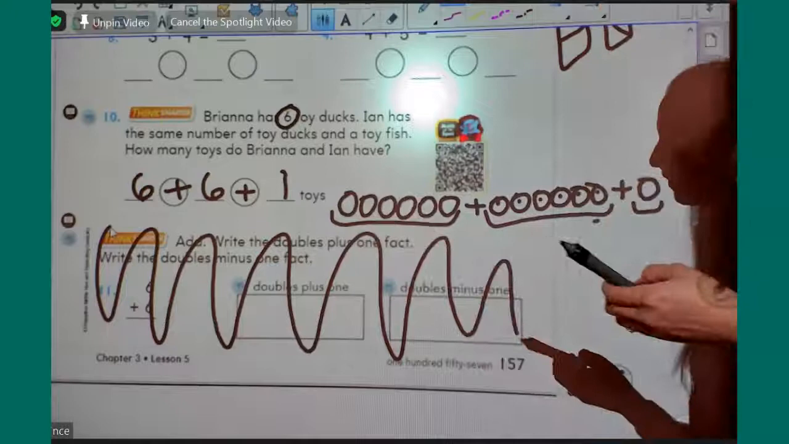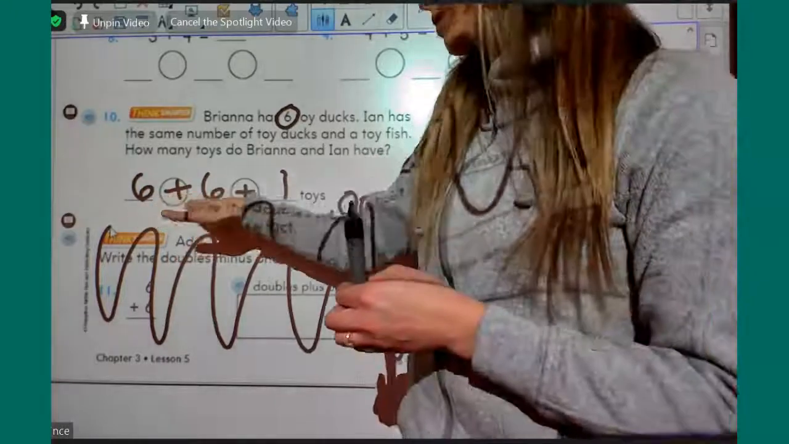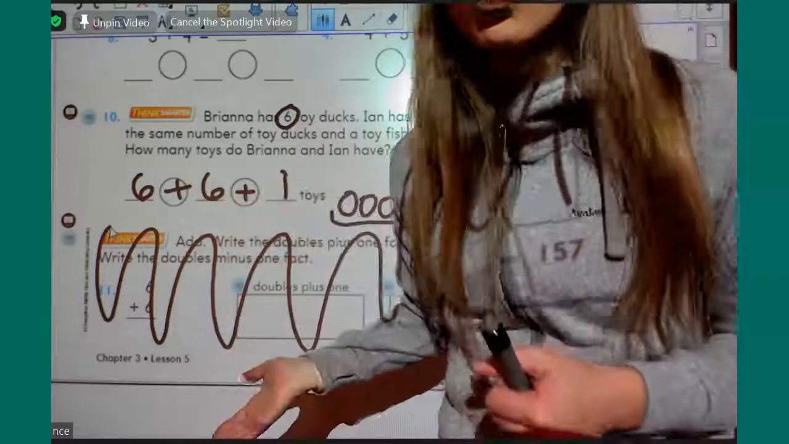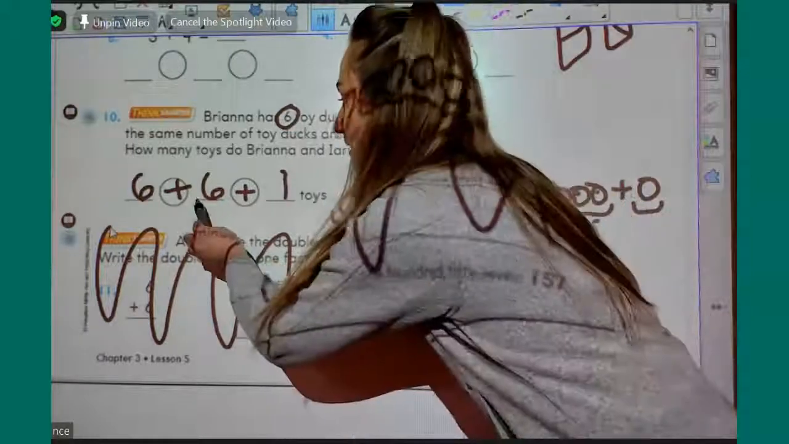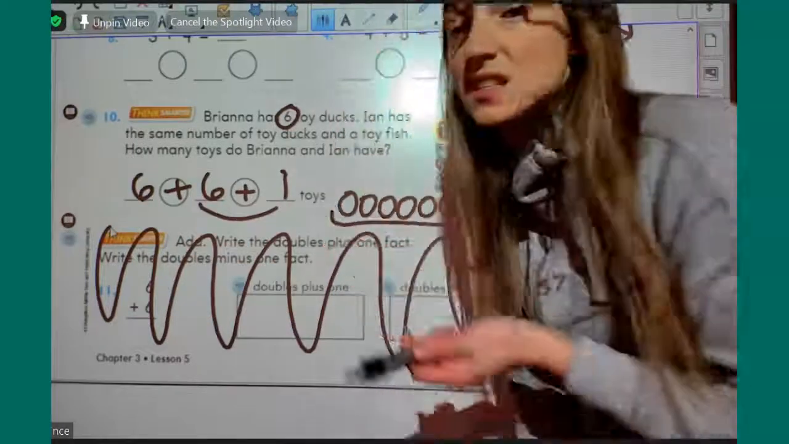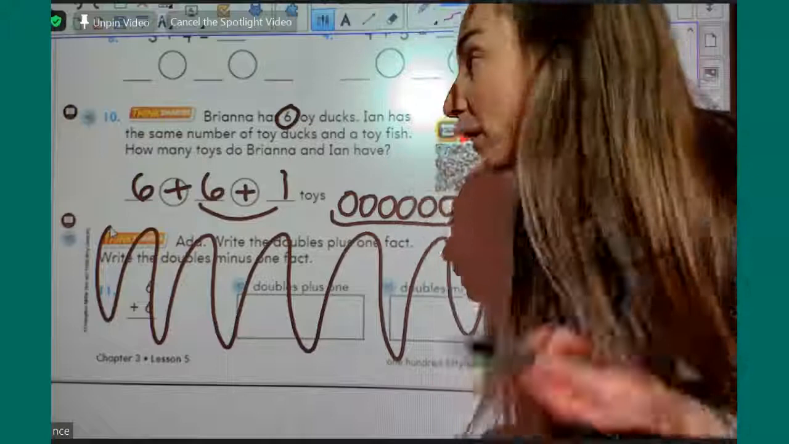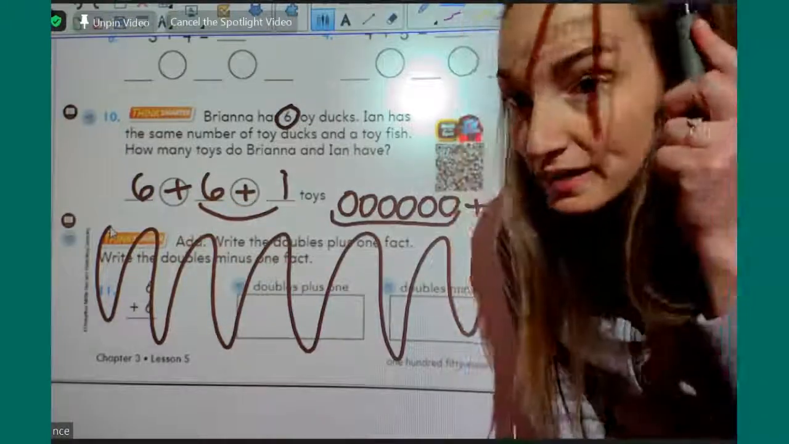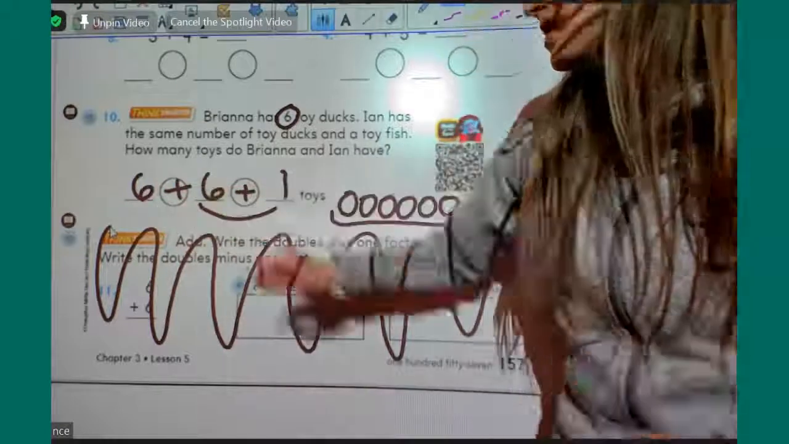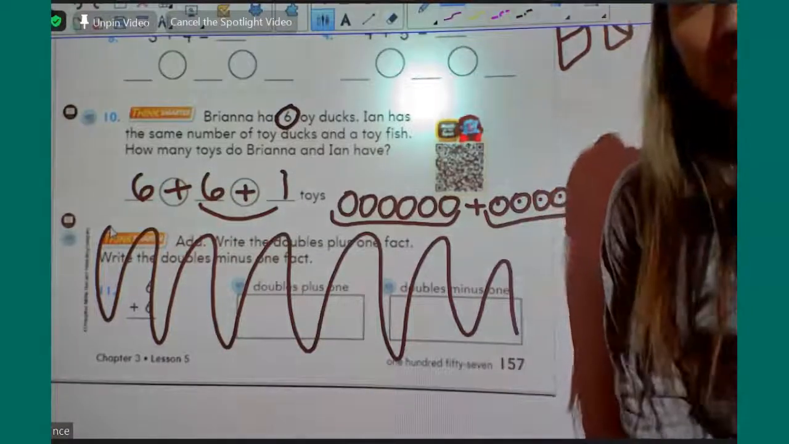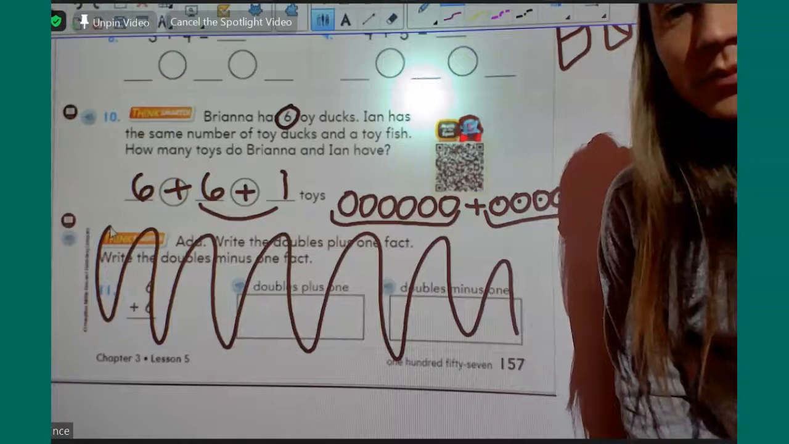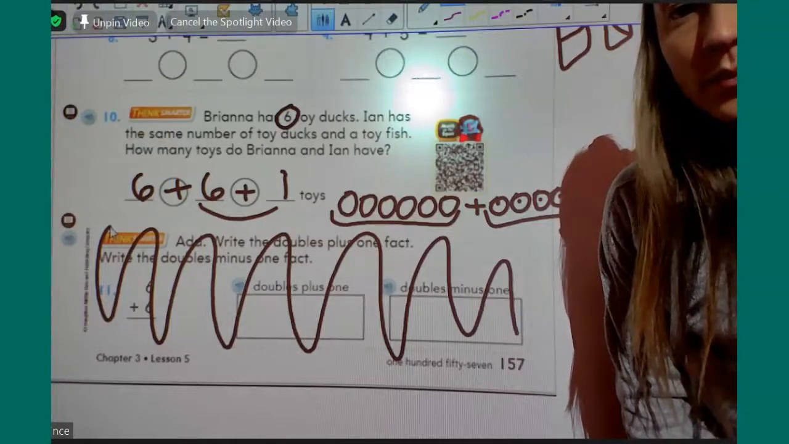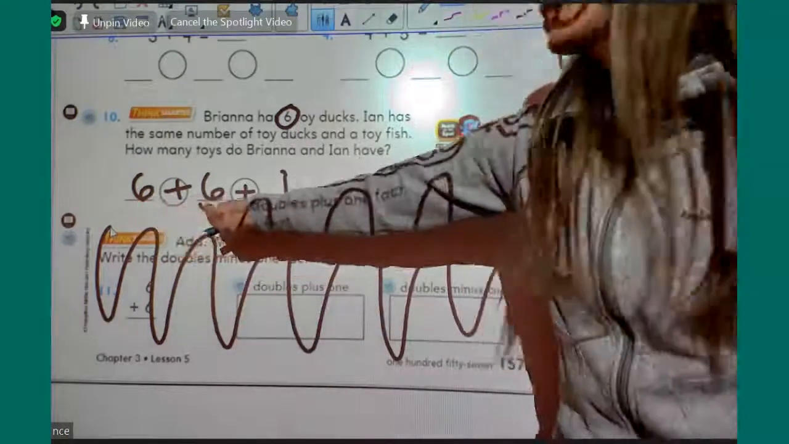Okay, we're trying to solve 6 plus 6 plus 1. Or another way we could write this is putting these together and saying 6 plus 7. But 6 plus 6 is a double, so that's going to be faster in our head. Jose, what is 6 plus 6?